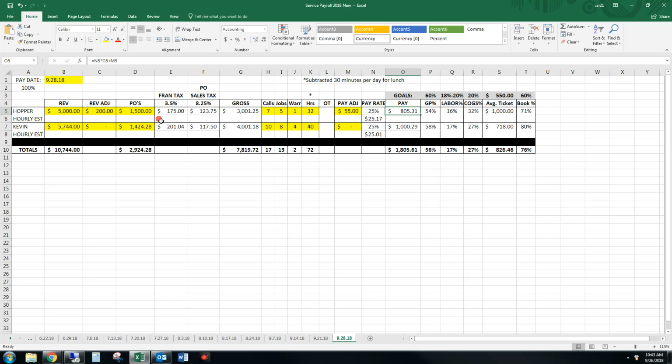His paycheck is $805. There's his gross, his labor, his cost of goods are a little bit high. His average ticket's $1,000, and his booking percentage is good. And these aren't horrible. It's 54 and 16, but when you really look at that, it's more like 58 and 20 because we have 4 points that we can play with. So 58 and 20, not really complaining too much. It's not too horrible. Could be better. Realistically, we want to see this.